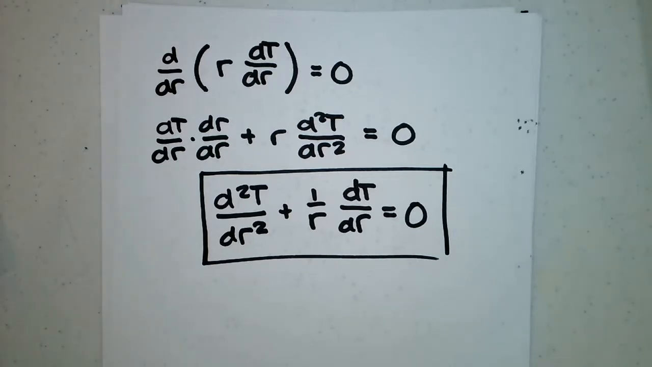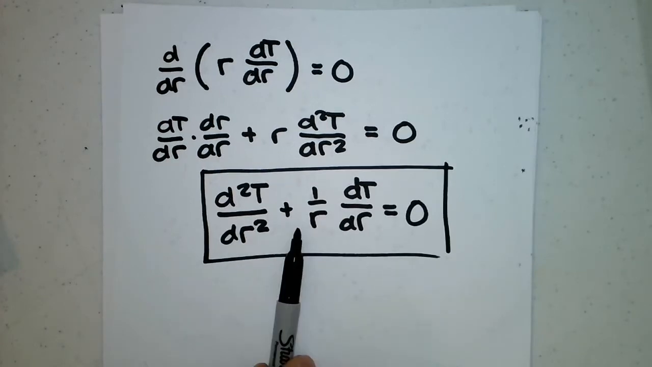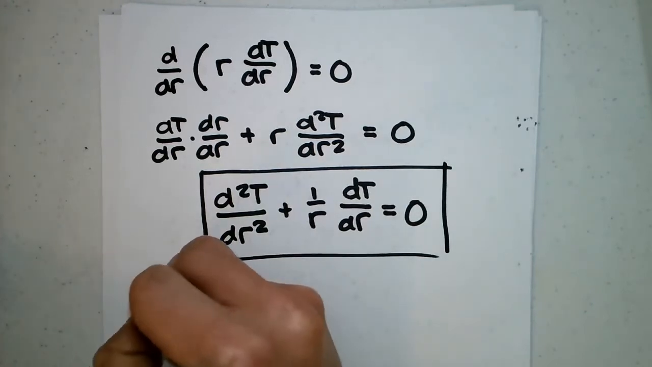To do this, we're going to make a substitution. We need to pick a kind of dummy variable. We could have u equals dT/dr. If we pick u equals dT/dr, then we can have d²T/dr² is du/dr. So we can have 1 over r, basically u over r, plus du/dr.